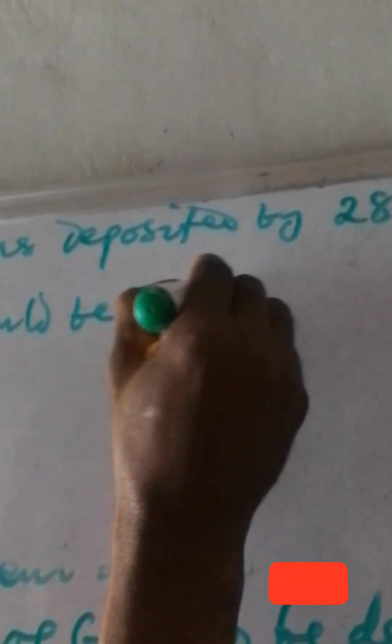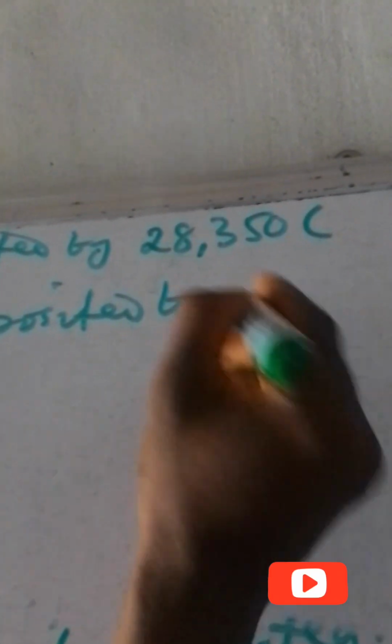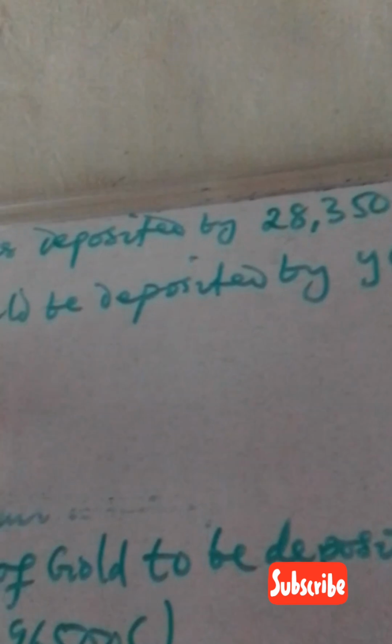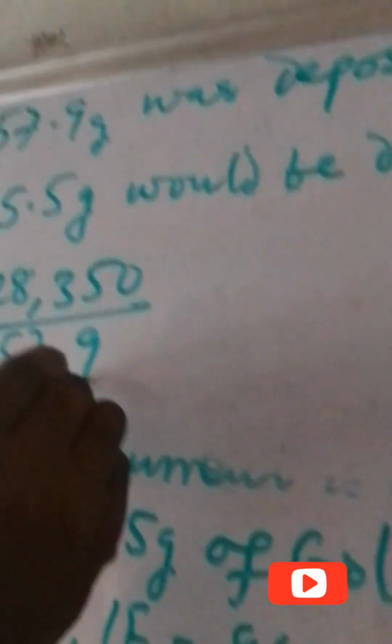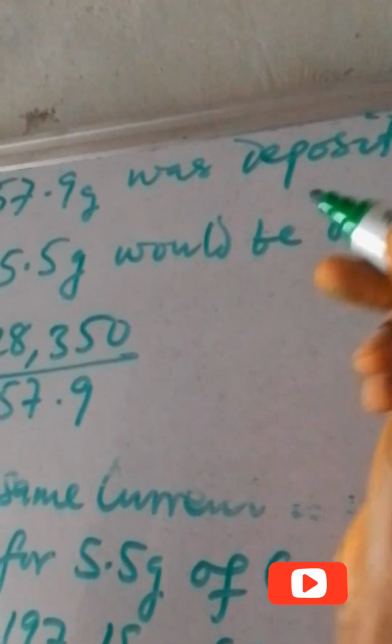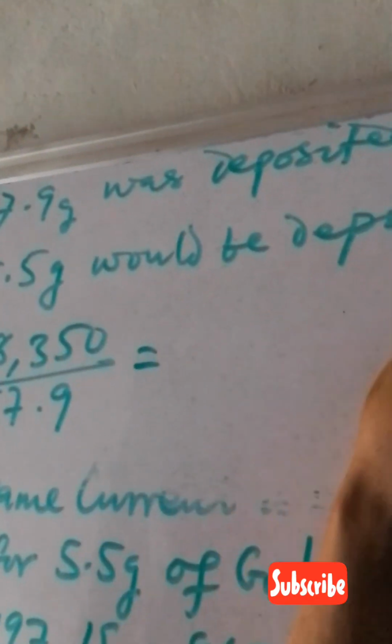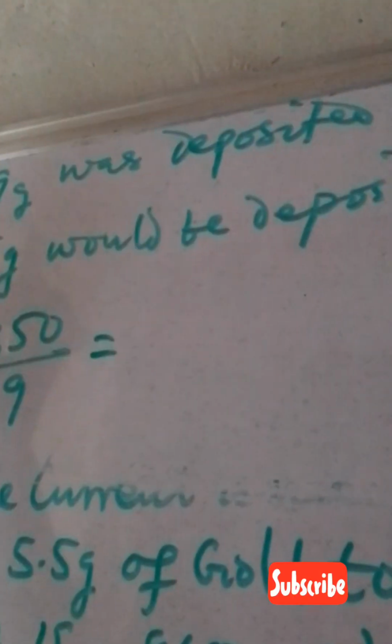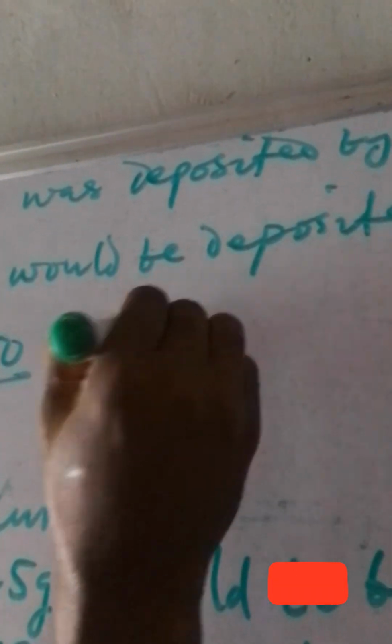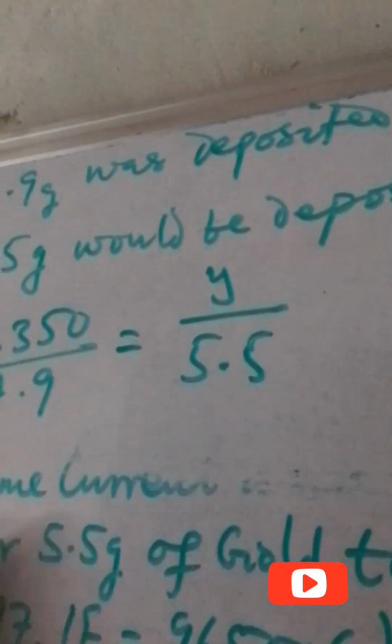Therefore, 5.5 grams would be deposited by what? Let's say Y coulomb. So we are going to find that Y. By proportion, we can say that 28,350 divided by 57.9, or 57.9 divided by 28,350, anyone will give you the answer, because we chose here first. We go here now, Y divided by 5.5.